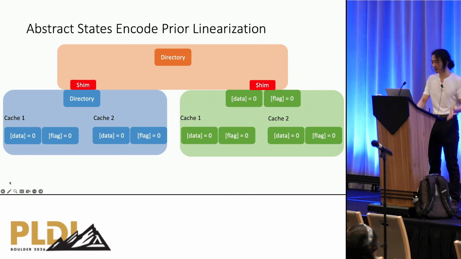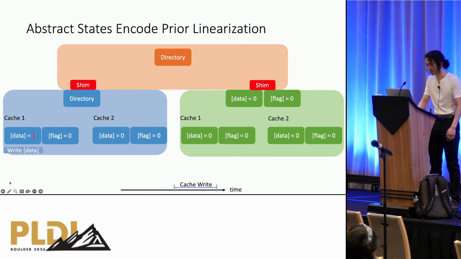So now for the harder case, where both data and flag are already held in modified state in the CPU's cache. So when we run the same litmus test again, but now with the two writes being silent hits, so they have permissions, no request reaches the cluster directory. So there's nothing for the shim to intercept. So how is this propagated globally? And that's where the abstract states come in.